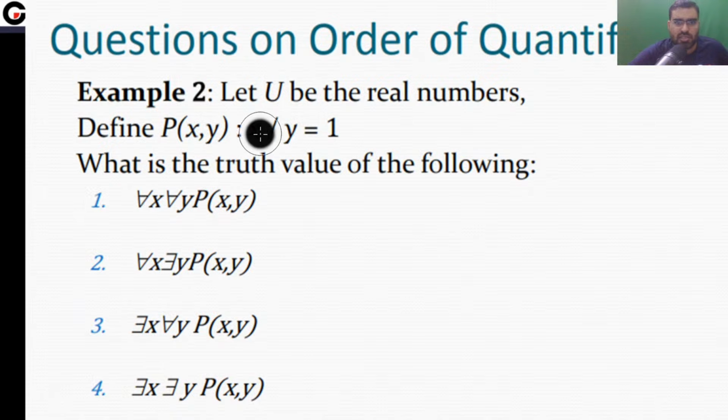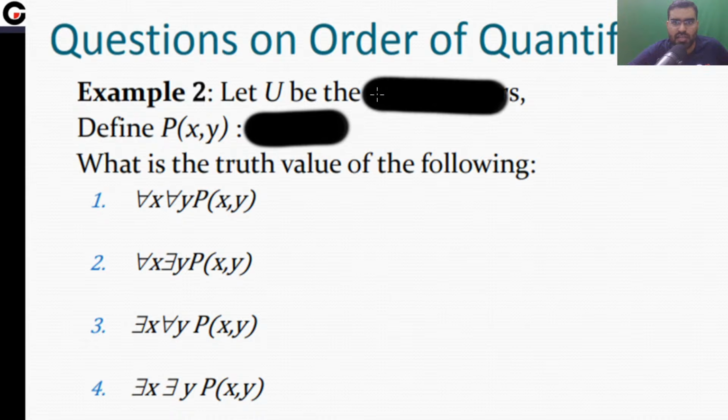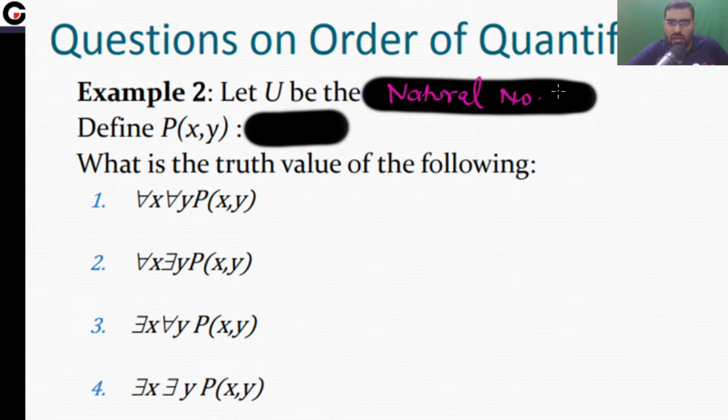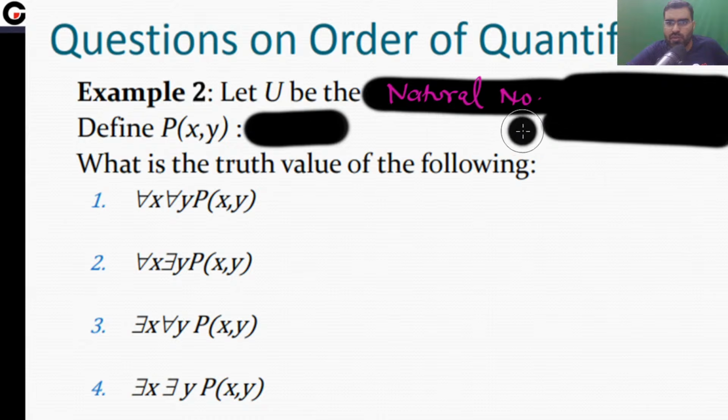Now let me change the question a little bit. I am changing this to the set of integers. Let's assume the set of natural numbers. When I say set of natural numbers, what does it mean? It means 1, 2, 3 and so on. This is your set of natural numbers.